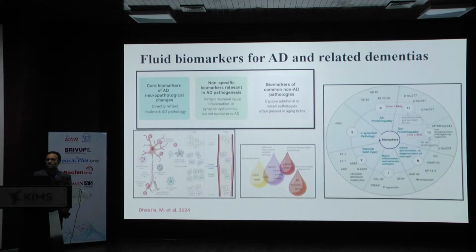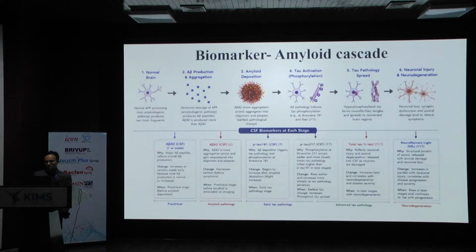They directly reflect the Alzheimer's disease pathology. And then there are non-specific biomarkers relevant in AD pathogenesis. They reflect neural injury, inflammation, and so on. And then there are biomarkers of common non-AD pathologies like alpha-synuclein, TDP-43 and prion disorders and everything else. So my main focus will only be on the core AD pathology biomarkers. To understand those, I think we need to know the amyloid cascade. So I'll just try to map these biomarkers with the amyloid cascade.